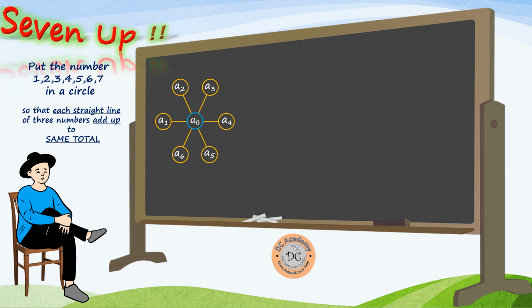Now let's go ahead. First we consider the sum of each straight line, and we call that sum n. Now let's consider the numbers in a straight line. See that a1, a0, a4 is a straight line, and a2, a0, a5 is another straight line. So a2, a0 and a5 sum to n, and also a3, a0 and a6 sum to n.